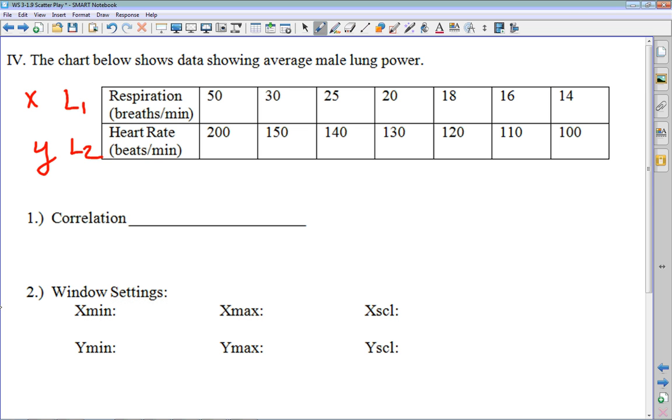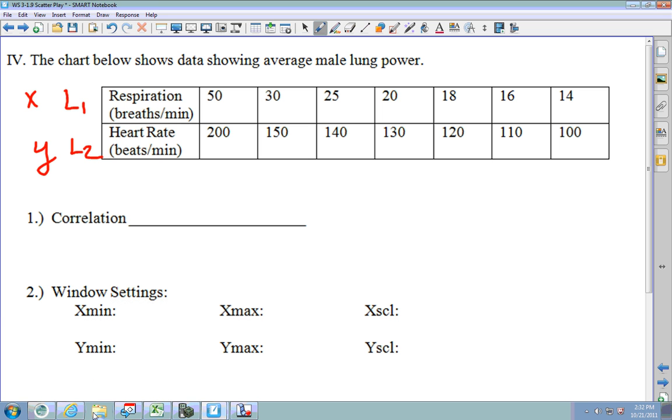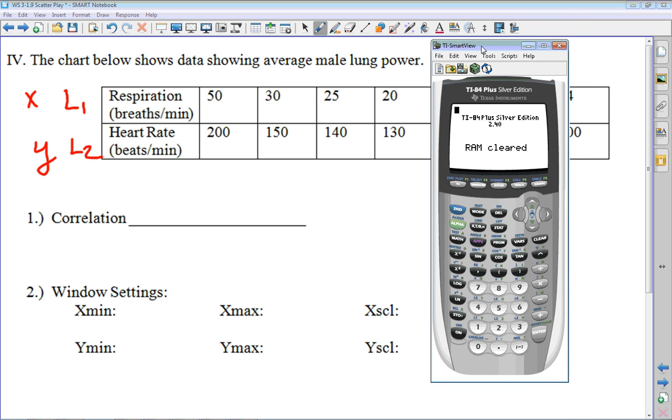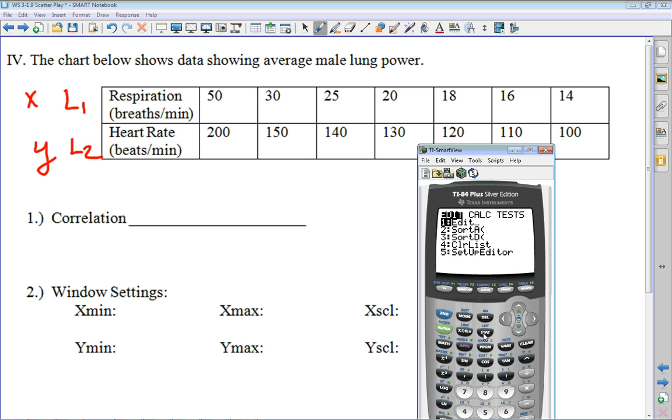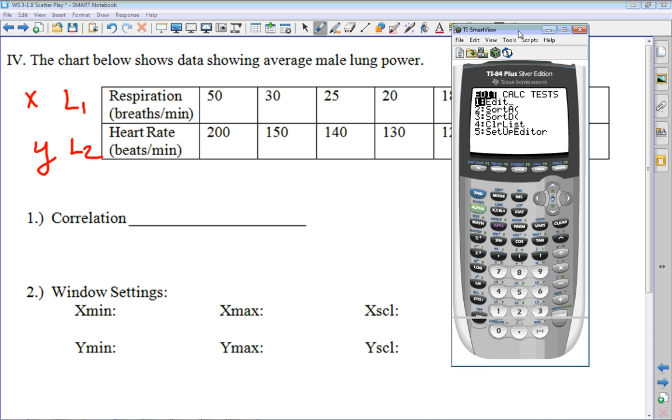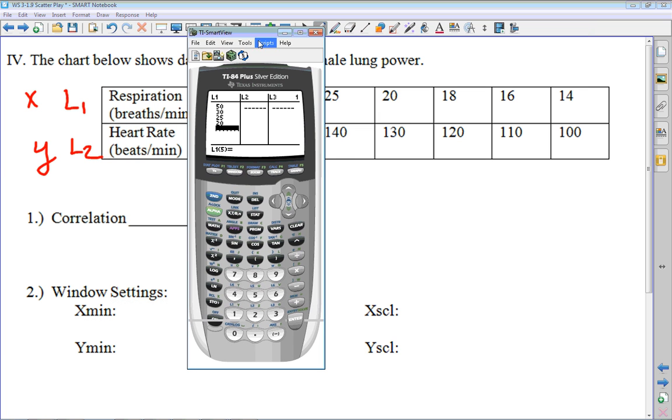So let's go back and find my calculator. Stat, enter. All right, let's put in there 50. Enter. 30, 25, 20. I see that go over here. I've got 18, 16, and 14. And then in L2, what do I have here?